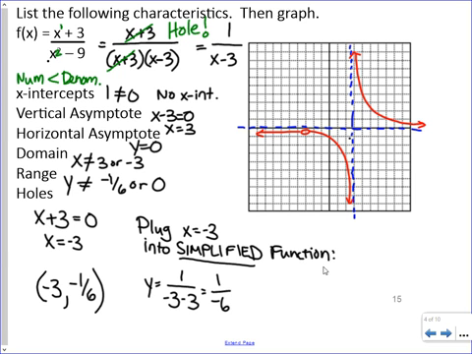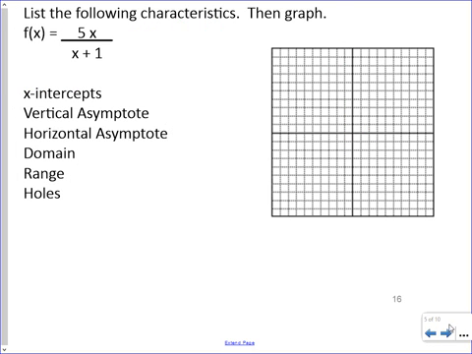Let's try another one, and I think I'm going to skip the next one, because if you notice, can you factor the numerator, 5x? No. Can you factor the denominator, x plus 1? No, it is a factor, x plus 1. Is there anything that cancels? No. So this one will not have a hole. We'd go along our merry way doing vertical and horizontal asymptotes, and maybe finding an x-intercept there.